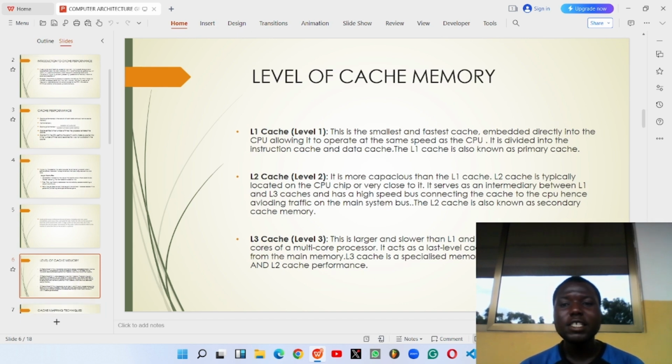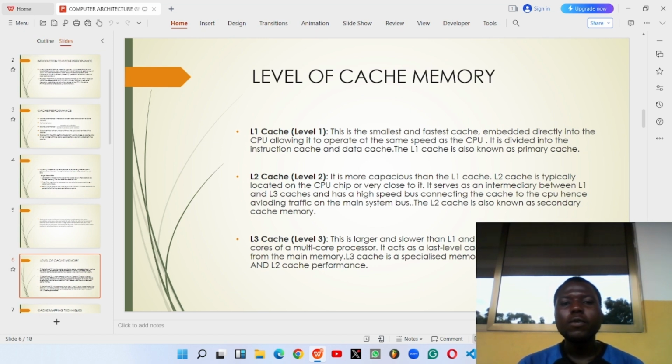The level 1 cache is embedded directly into the CPU, allowing it to operate at the same speed as the CPU. It is divided into the instruction cache and the data cache. The instruction cache collects instructions so that the CPU can execute those instructions, and the data cache collects images, text, and other files so that the cache can temporarily store them for the CPU.